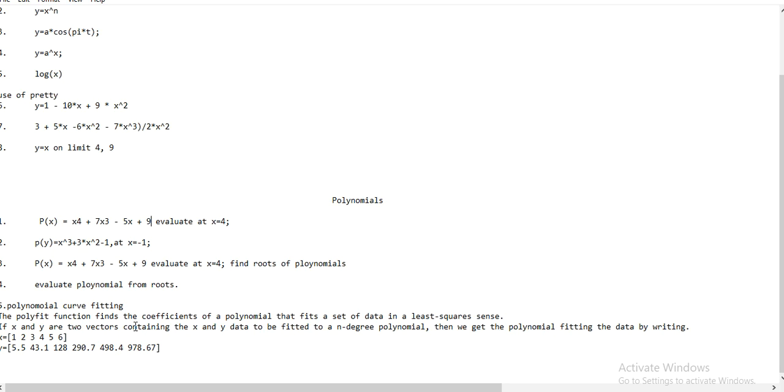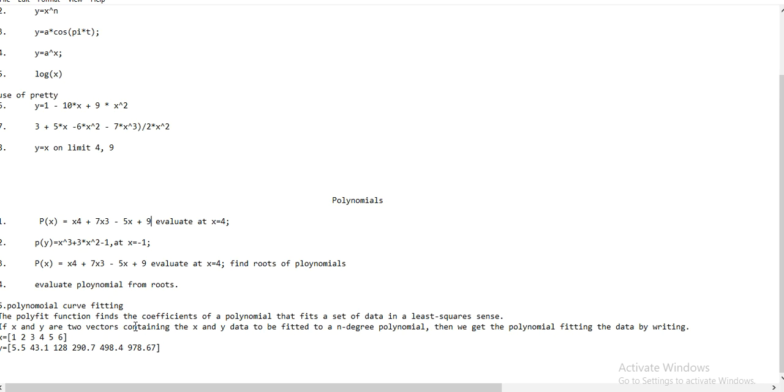Okay, now after we run the polyfit function by giving x, y and the degree of polynomial, what we will get is the polynomial fitting data. And we will see on the curve if the correct data is fitting on the polynomial or not. Let's see with an example.